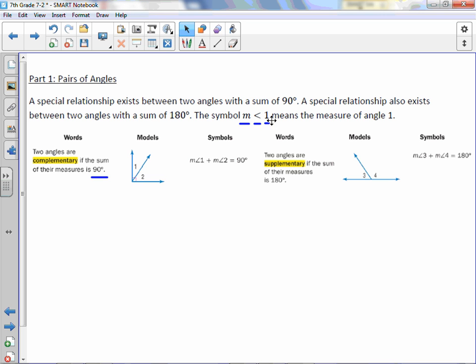The symbol here means the measure of angle 1. So that lowercase m stands for measure. Here's your symbol for angle, and 1 is just the label of the angle.